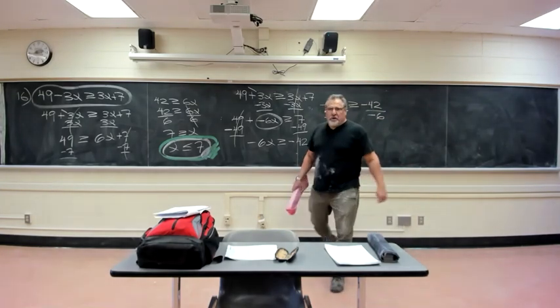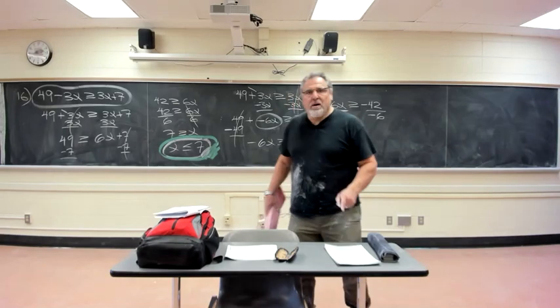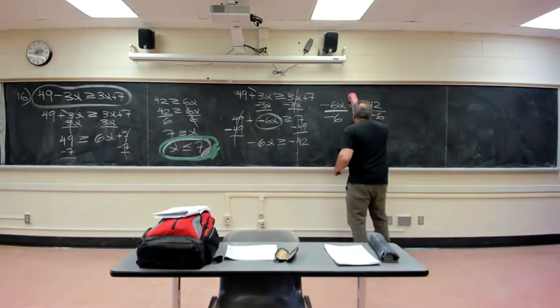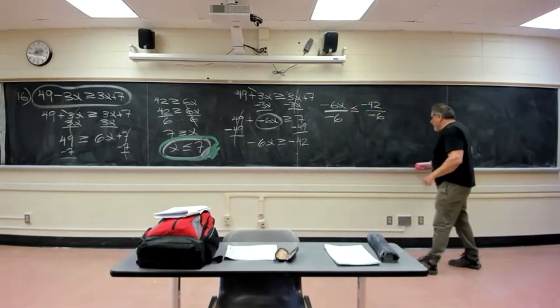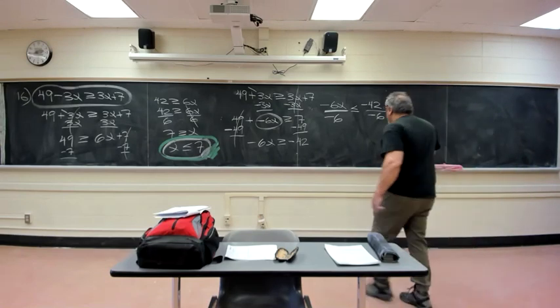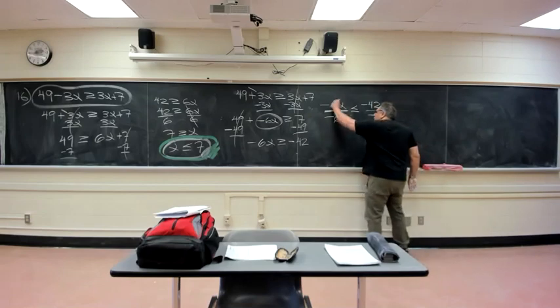If you introduce multiplication or division by a negative number, the direction of your inequality will reverse. I just reversed it. It was going this way. You just saw me erase it, and I put it that way.